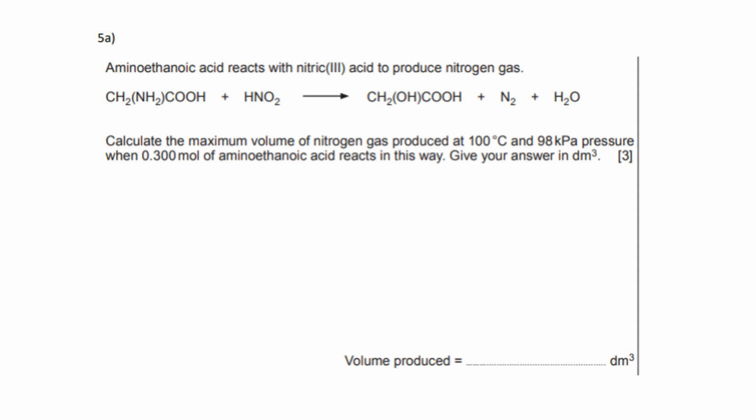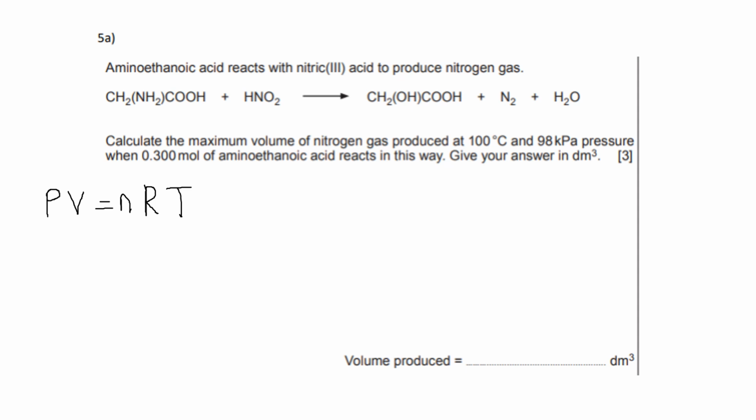The next question is more of a calculation than organic chemistry, but here you've got aminoethanoic acid reacting with nitric acid to produce nitrogen gas, and it says calculate the maximum volume of nitrogen gas produced at 100 degrees Celsius and 98 kilopascals when 0.3 moles of aminoethanoic acid reacts in this way. Give your answer in decimeters cubed. Okay, so the equation that we're going to need to use is the ideal gas equation, PV equals nRT.